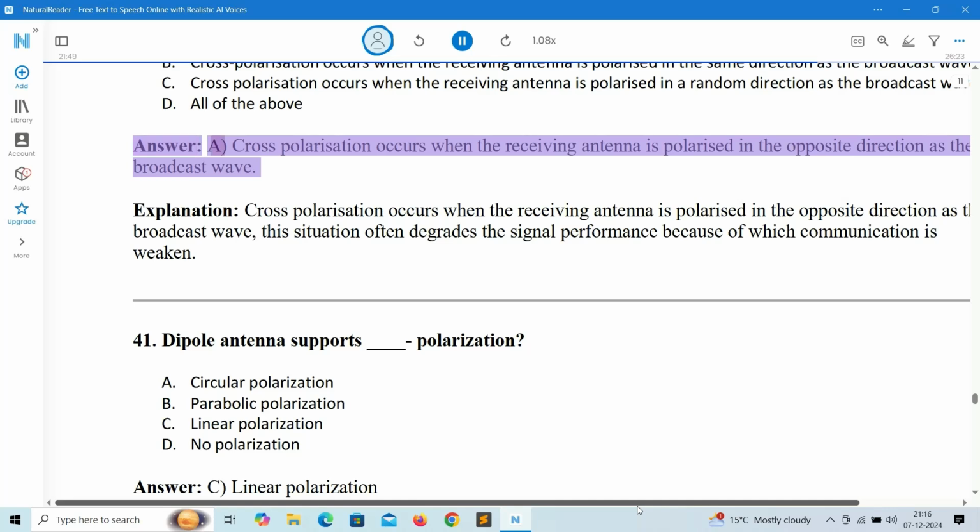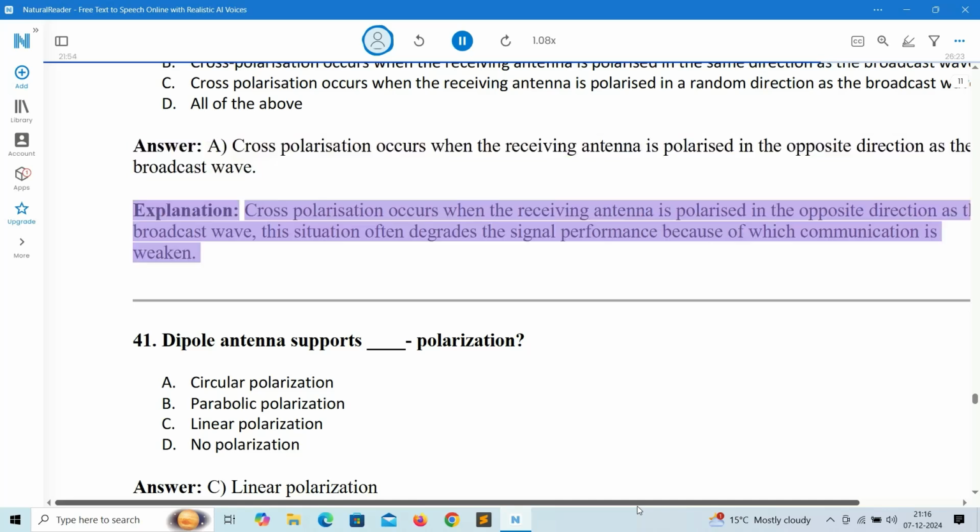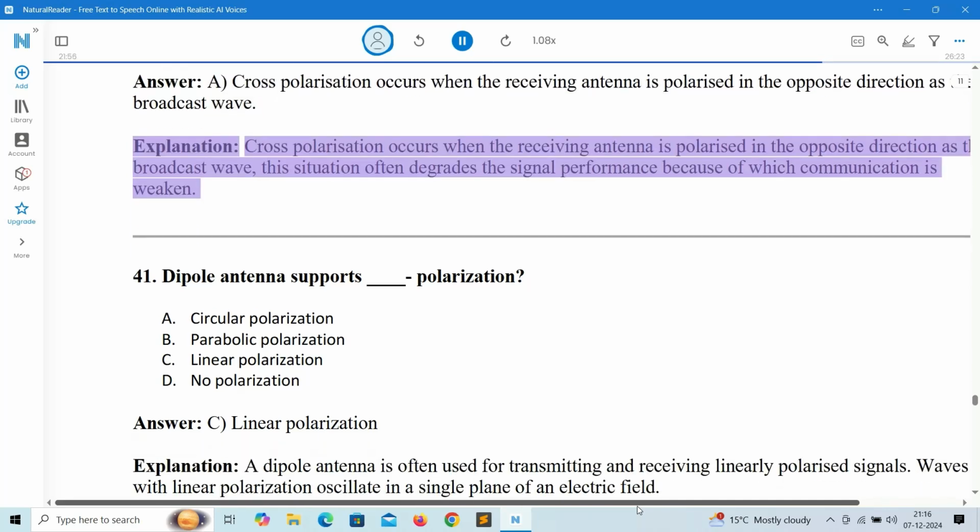Answer: A. Cross polarization occurs when the receiving antenna is polarized in the opposite direction as the broadcast wave. Explanation: cross polarization occurs when the receiving antenna is polarized in the opposite direction as the broadcast wave. This situation often degrades the signal performance, because of which communication is weakened.